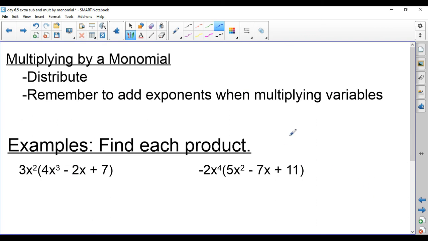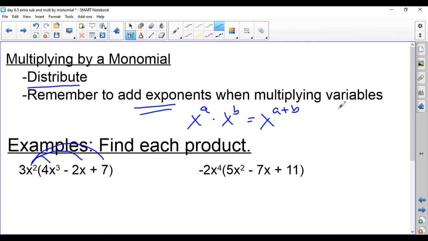The second thing we did last week was multiply a polynomial by a monomial. So one term times any number of terms. When we do this, we have to distribute. And then when you distribute, you add the exponents. When you're multiplying an x to the a power times an x to the b power, you get x to the a plus b. So I distribute my 3x squared here.